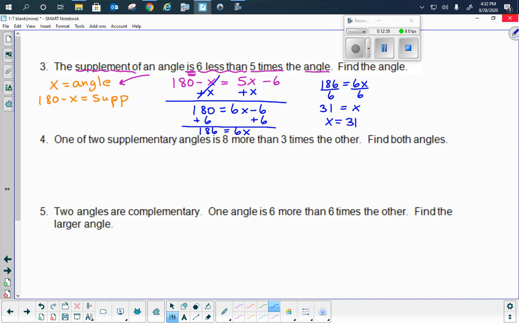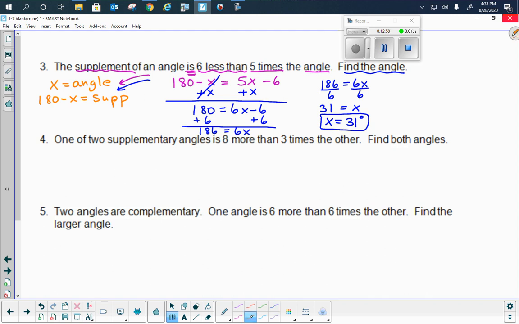Never, ever box it until you read the question. Reread that. What am I finding? Notice I am finding the angle. So is x the angle? It is, from that definition. Put a degrees, and you are done. Done, done, done.